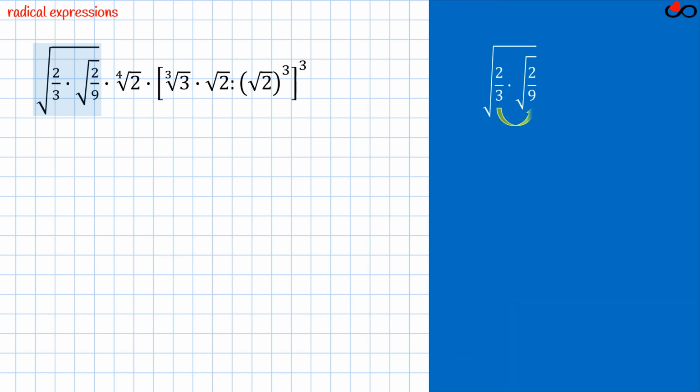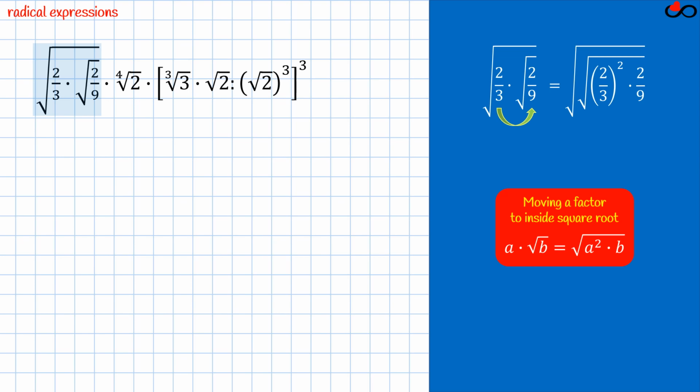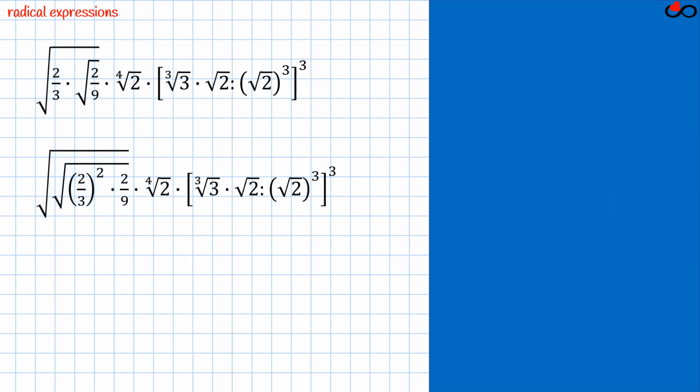To simplify this radical, we move the 2/3 factor to inside the square root of 2/9. We move 2/3 applying the following rule. We have the square root of (2/3) to the second power times 2/9. We update the main expression by replacing the first radical with its simplified form.